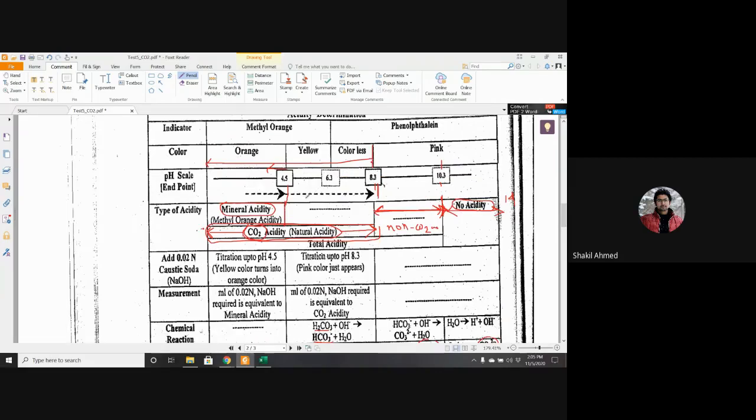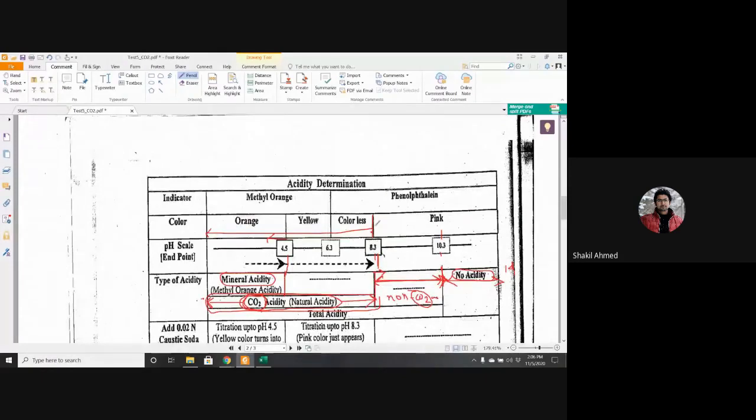Now in this experiment our objective is to determine the carbon dioxide acidity, and look at the range up to which carbon dioxide acidity prevails. 8.3, am I right? Yes, sir. Greater than 8.3, there is no carbon dioxide acidity. So that is not our concern. Our concern is below 8.3.